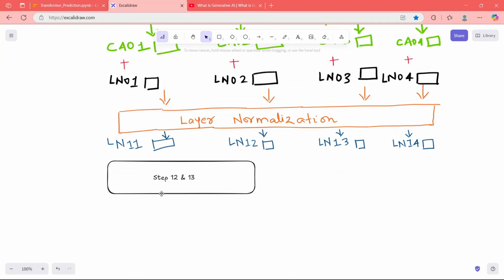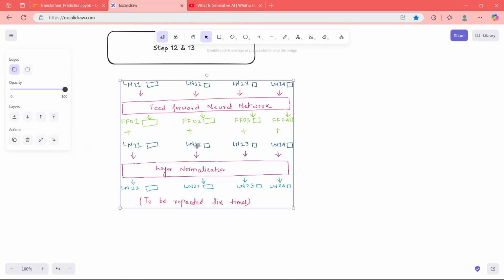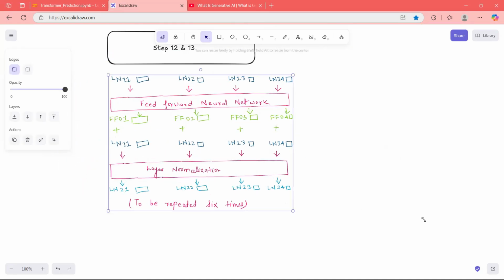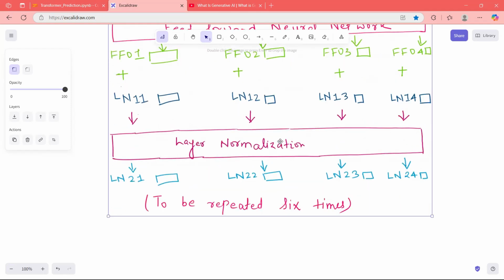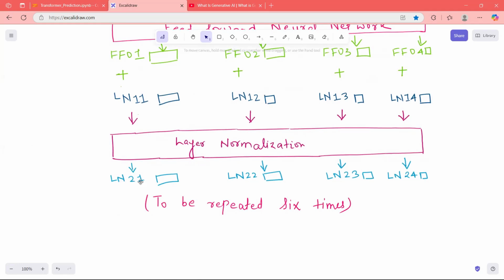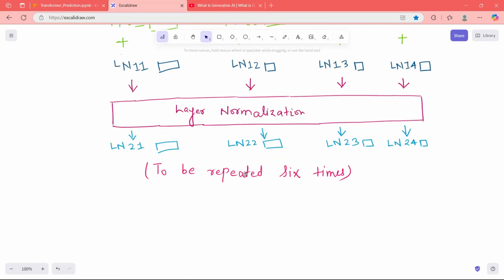So step 12 and step 13, what is that basically? Step 12 and step 13 is simple: layer norm output will come and it will go to the feed forward layer. And once it goes to the feed forward layer, then what we are going to get as output is feed forward layer output 1, feed forward layer output 2. See here, feed forward 1, feed forward 2, feed forward 3, feed forward 4. Get added to layer norm 1,1, layer norm 1,2, layer norm 1,3, layer norm 1,4. Go to layer normalization and then layer norm 2,1, layer norm 2,2, layer norm 2,3, layer norm 2,4. And I am writing here to be repeated 6 times.